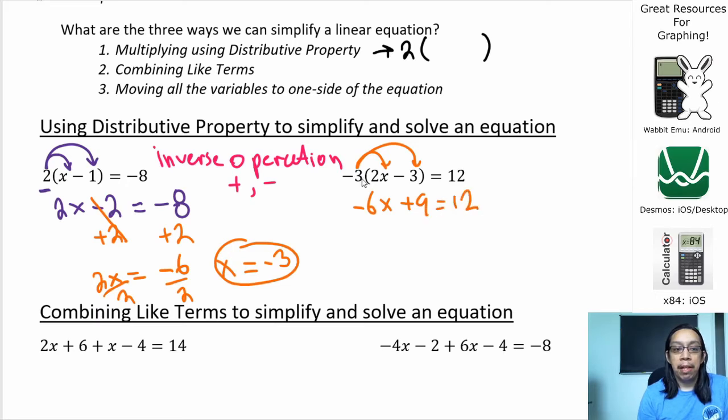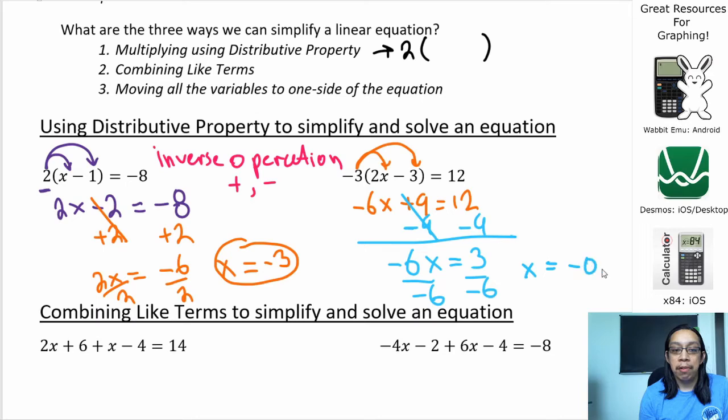equals 12. From here, we do the inverse operation. We subtract 9 on both sides. We create a 0 pair here, so now all that's left is negative 6x equals 12 minus 9 is 3. You divide both sides by negative 6, inverse operation, and you get an answer of x equals negative 0.5, or another acceptable answer would be negative 1/2.